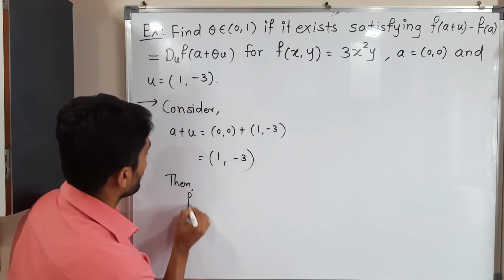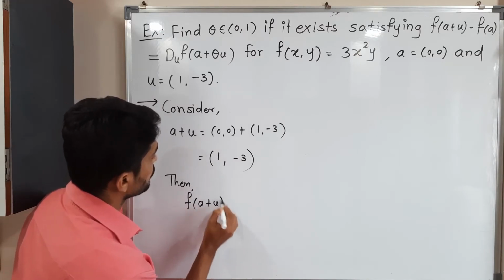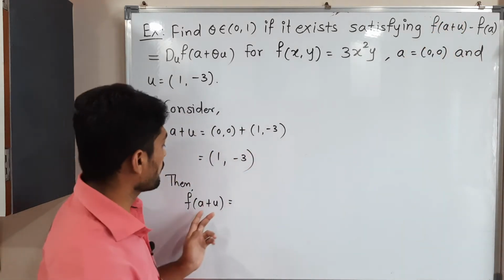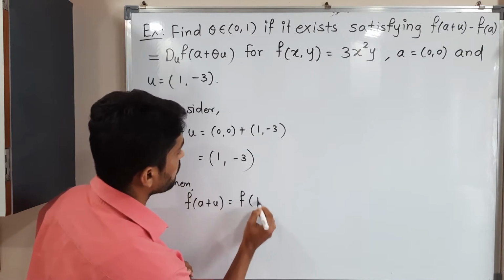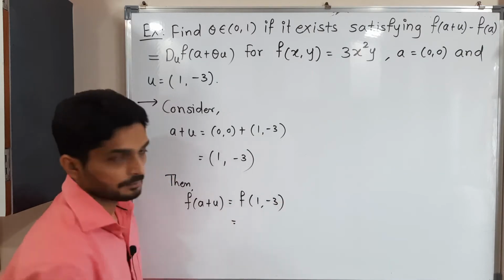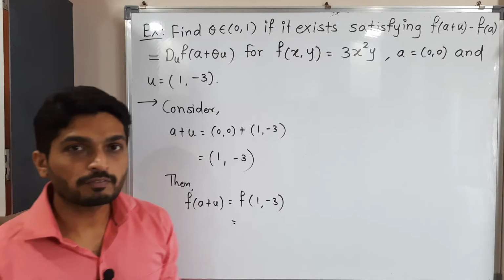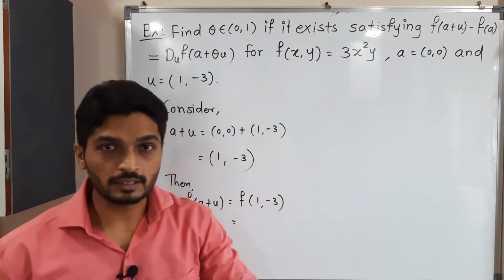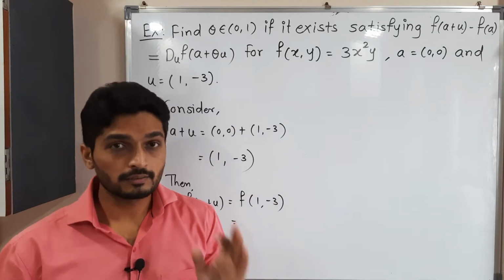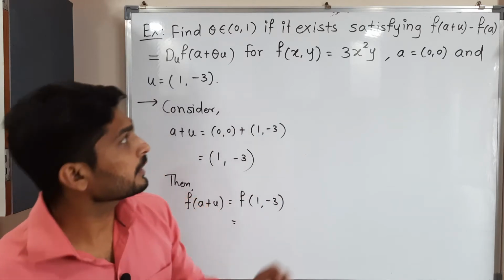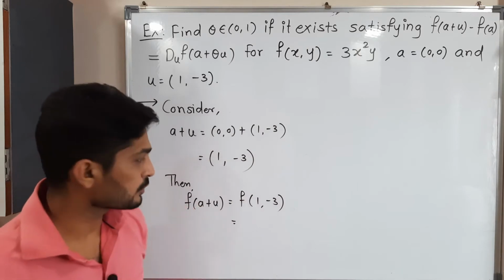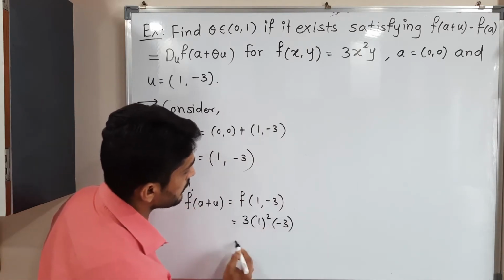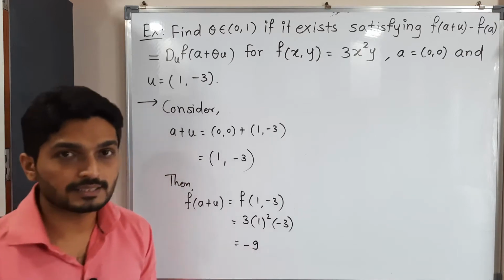Then f of a plus u. We have to find f of a plus u, so that thing I am finding here. F of a plus u is equal to f of 1 comma minus 3. What is the definition of f? The definition of f is 3x square y: 3 times the square of the first component into the second component. So let us do that. Its value is minus 9.